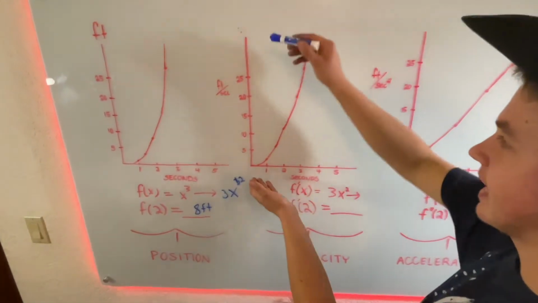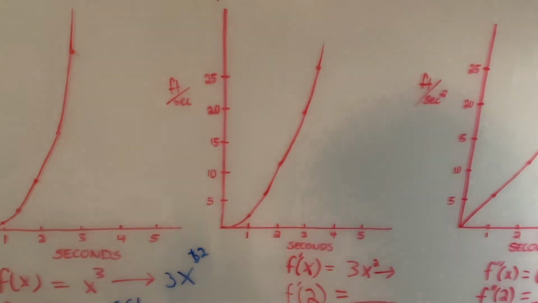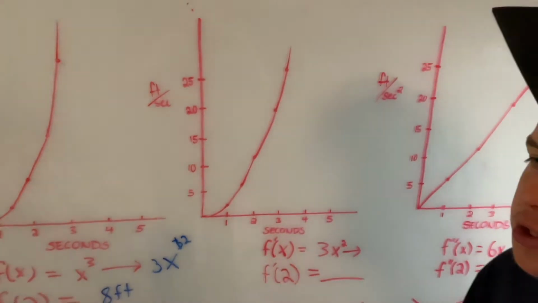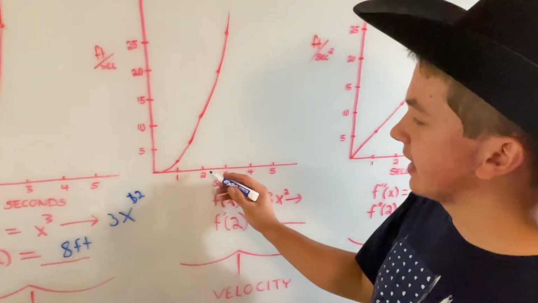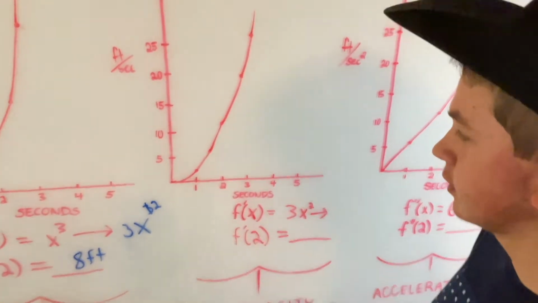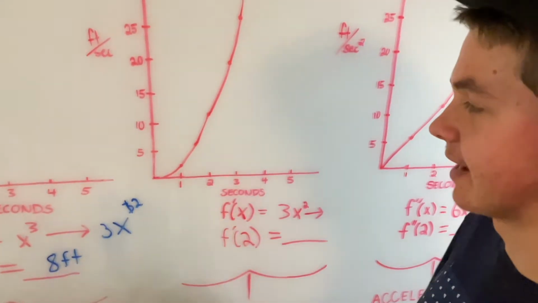So our y-axis has changed units. It's no longer in feet away from the starting point. It's how fast are we going at a moment. So when we ask what's happening at 2 seconds, or what's f prime of 2, what we're asking is how fast are we going at 2 seconds after we started moving?